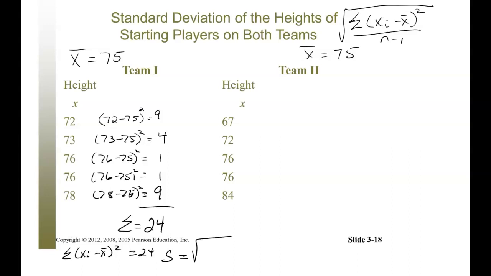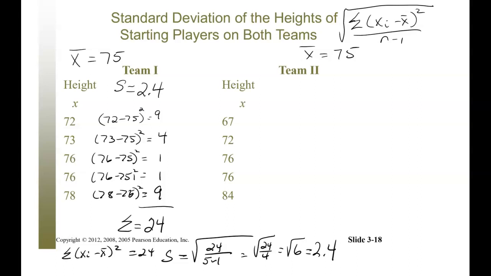So to find s, I have to take that 24. There are 1, 2, 3, 4, 5 data values. So 5 minus 1. So it's the square root of 24 over 4, which of course 24 over 4 is 6. Don't forget to do the square root at the end. The square root of 6 is about 2.4. So our first team has a standard deviation of 2.4.